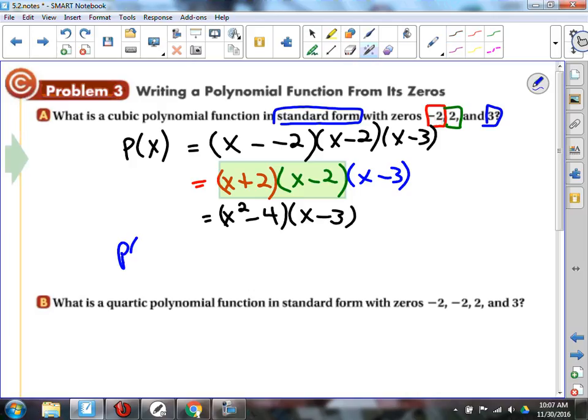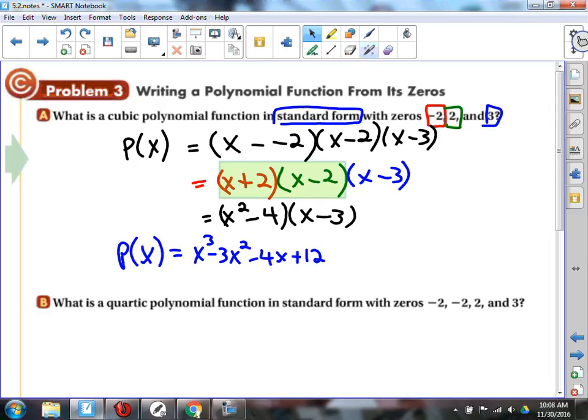So our final answer in the end then would be p of x equals. The first product would be x cubed. The outer product would be minus 3x squared. And we do want it in standard form. That's why I didn't put the minus 4x next. I will get a minus 4x, but I don't want to write it next. I want to write the minus 3x squared next because I do want this thing in standard form. And then finally, the product of the negative 4 and the negative 3 would be 12.